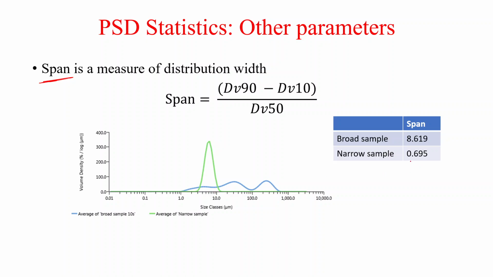For the narrow sample, span is 0.695, and for the broad one it is 8.619, and the formula is D90 minus D10 divided by D50. This is the formula of the span, a simple formula. And then here we can see the variation in the size of the particle. If more span is there, then the variation is more, that is a broad range of the particles are present in the sample. If the span is less, then a narrow range of the particles are present in the sample. That is the meaning.